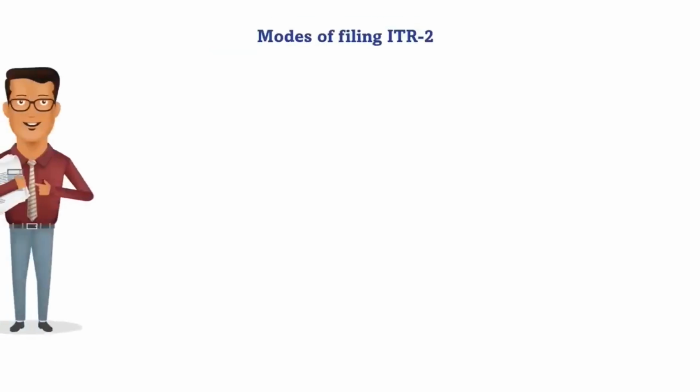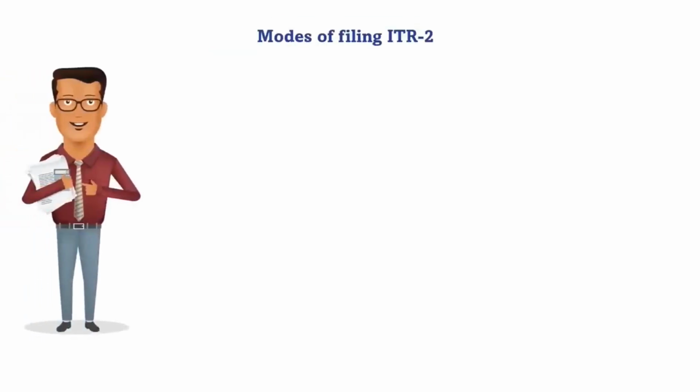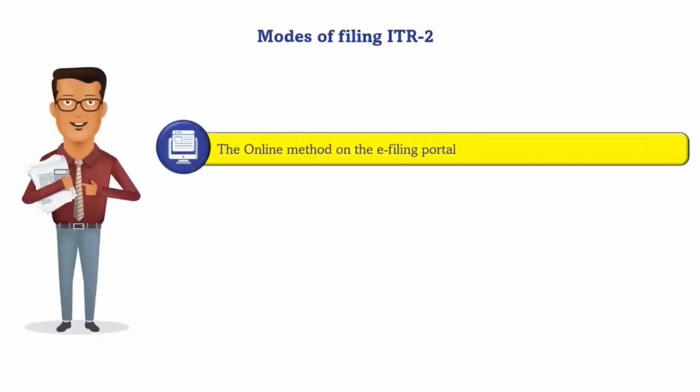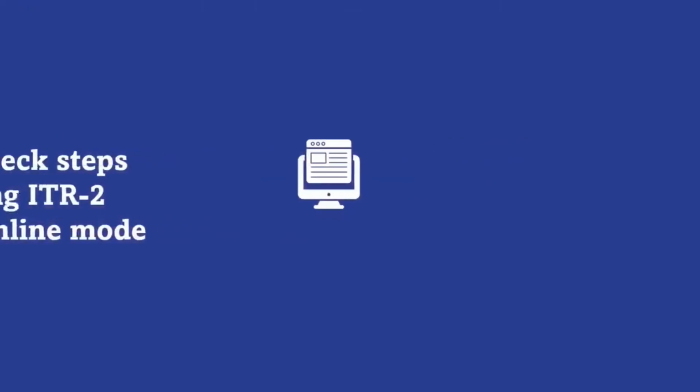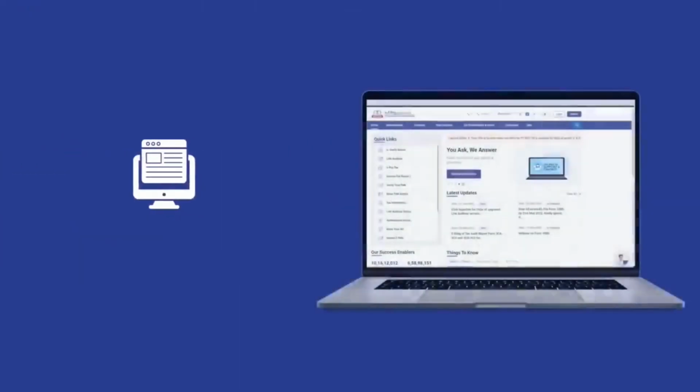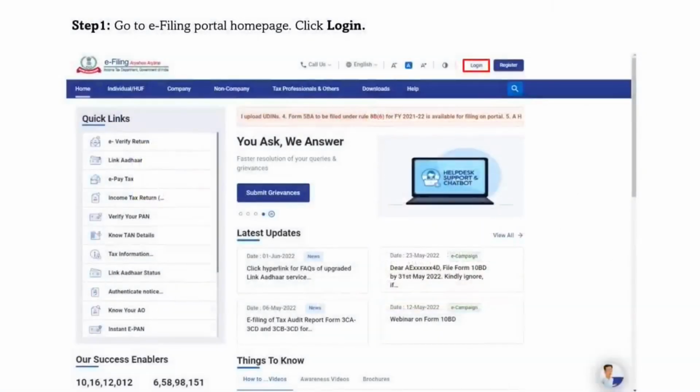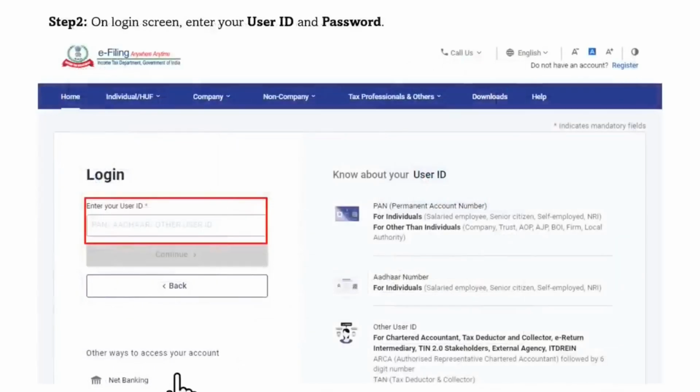You may file your ITR-2 form either through online mode on the e-filing portal or by using the offline utility, which is also available in the downloads section of the e-filing portal. Let us now see step by step how we file ITR-2 through the online mode. To file your income tax return ITR-2, go to the e-filing portal homepage and click on Login. On the login screen, enter your user ID and password.